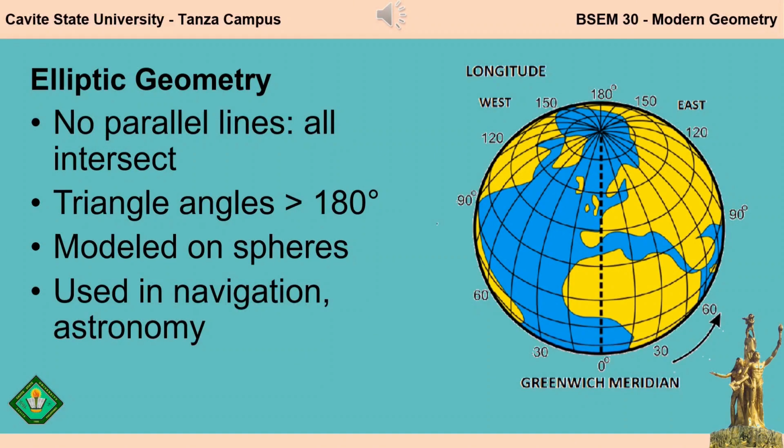In contrast, elliptic geometry describes a curved surface where no parallel lines exist. Imagine you're drawing shapes on a ball. In this world, parallel lines don't exist. All lines eventually meet, just like the lines of longitude on a globe. That's why airplane routes look curved on a map, but they're actually straight lines on the globe.